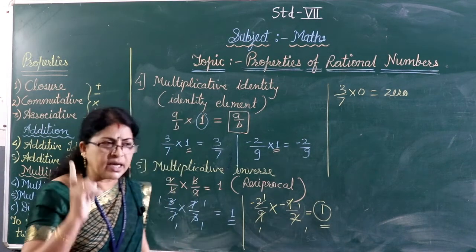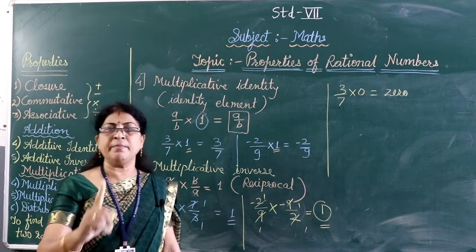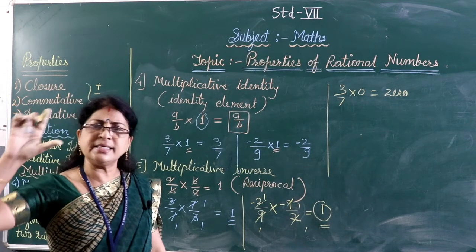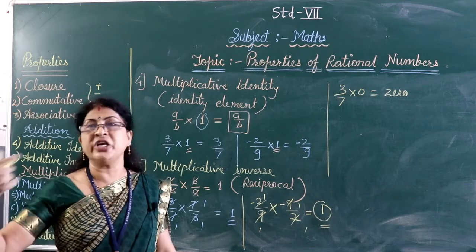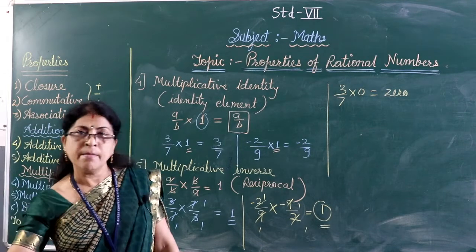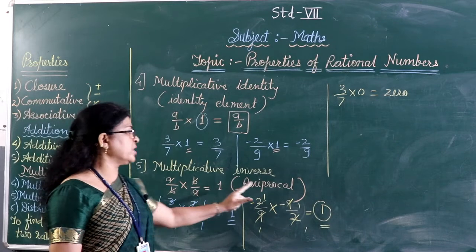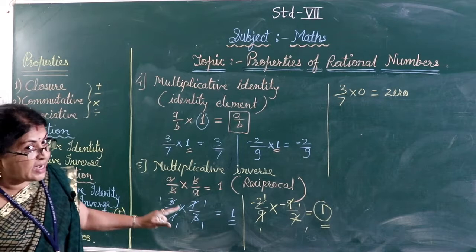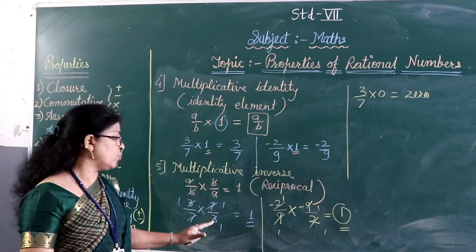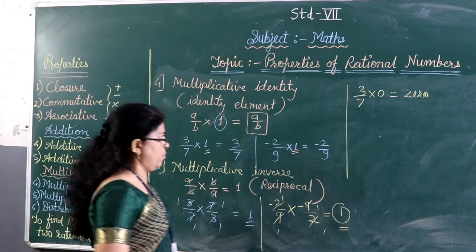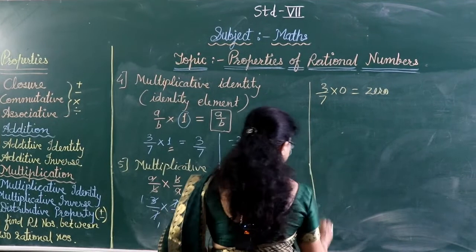Once again I am repeating, always keep in mind that in additive inverse the rational number remains the same, only the sign gets changed. Plus changes to minus, minus changes to plus. While in multiplicative inverse or reciprocal, we don't change the sign, we exchange only the numerator and denominator. Got it? Now, we will proceed to the next.